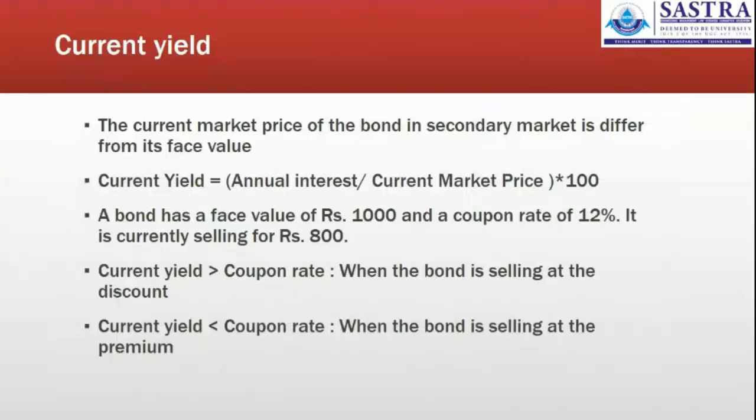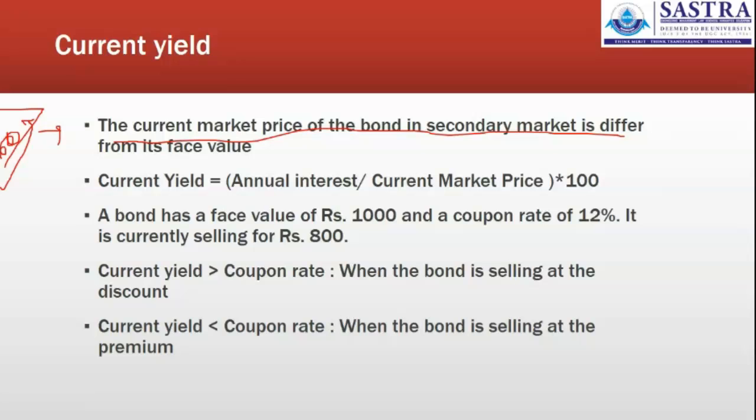So how is the current yield calculated? The current market price of the bond in the secondary market differs from its face value. It is issued in the market for 1,000 rupees, which is the par value, at the time of the primary market when the instrument is available. But what is the value of this 1,000 rupee bond in the secondary market? The value is different. Like stock prices, the value tends to change in the market. Then the current yield is calculated as annual interest divided by current market price, multiplied by 100.